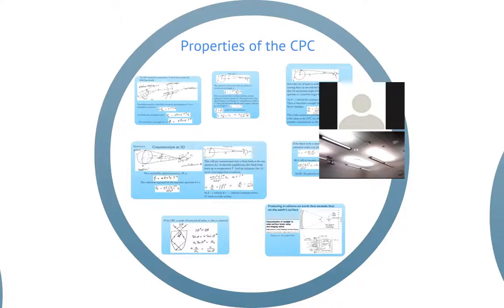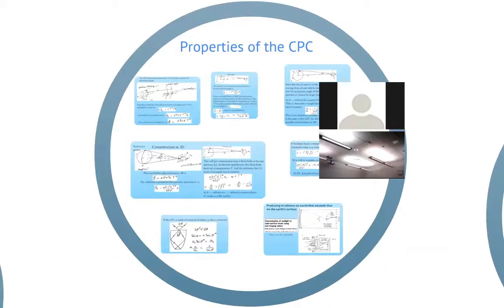Then we talked about the CPC, or the compound parabolic concentrator, which is a good example of a non-imaging optic and, I would say, one of the most efficient solar concentrators that can be designed. We talked about how to design it: it's made up of two paraboloids, so in two dimensions, two parabolae, which are reflected about an axis.